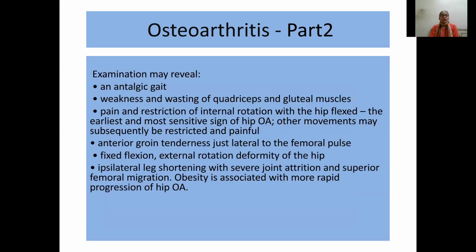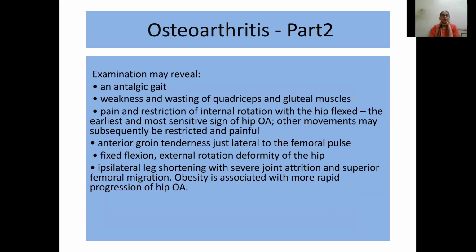Now, in the examination of osteoarthritis of the hip joint, the patient will show an antalgic gait as we see in knee OA, weakness and wasting of the quadriceps and gluteal muscles, and pain and restriction of internal rotation with the hip flexed, the earliest and most sensitive sign of hip OA: pain and restriction on internal rotation with the hip flexed.